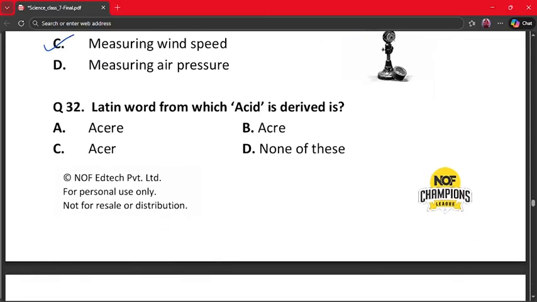Our next question is question number 32. Latin word from which acid is derived is A. Acere, B. Acre, C. Acer, and D. None of these. The correct answer is option A, Acere, because the word acid comes from the Latin word acere. It means sour. This matches the taste of acid. So option A is the correct answer.